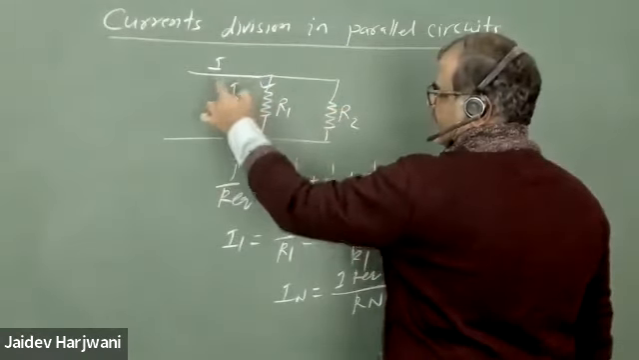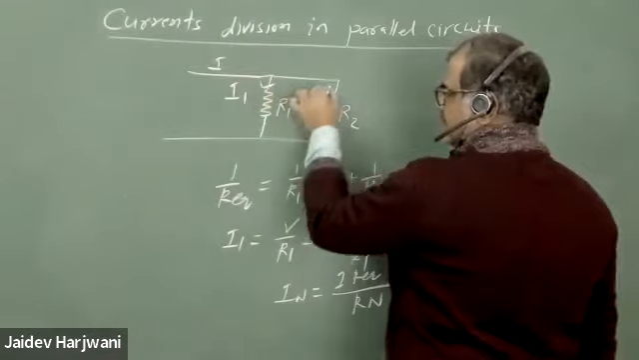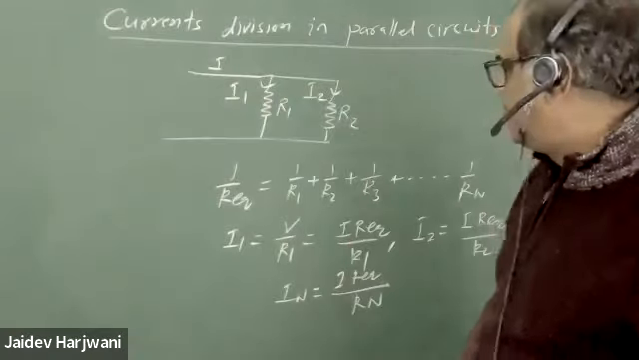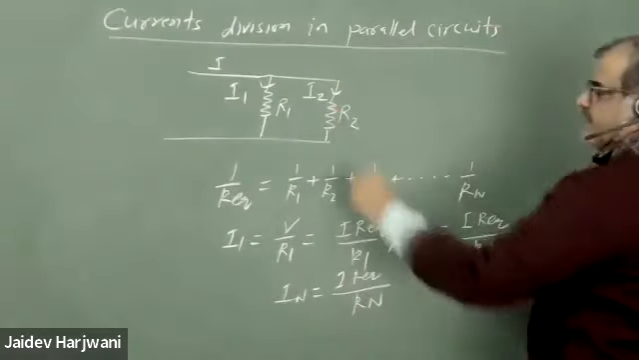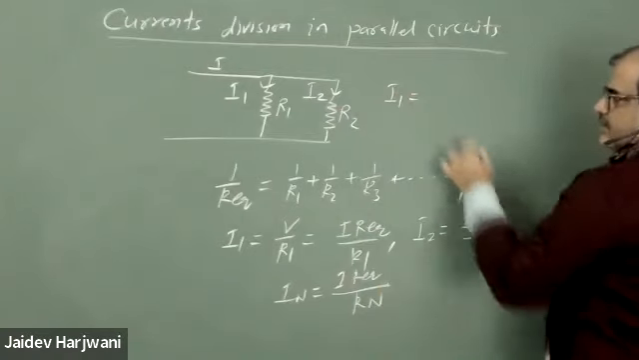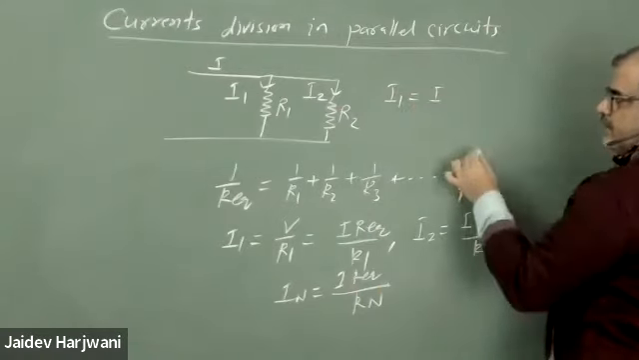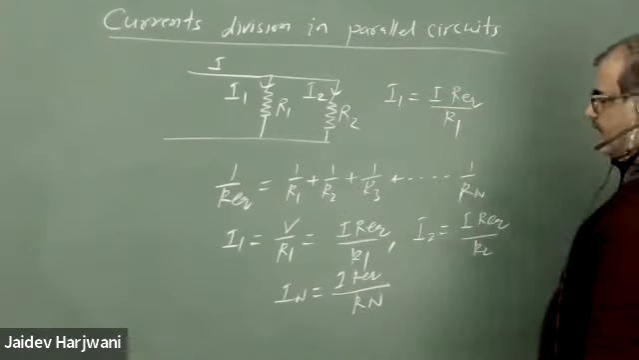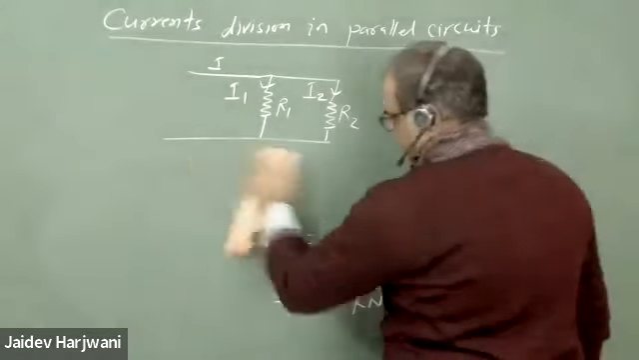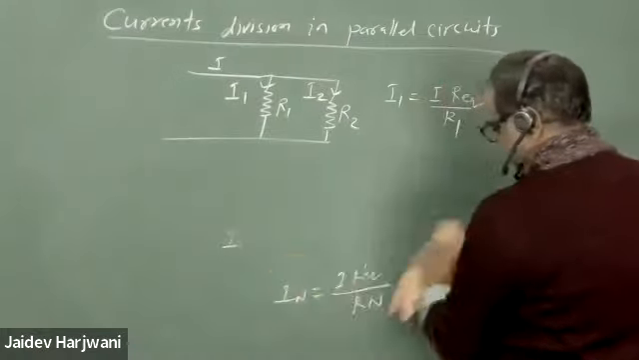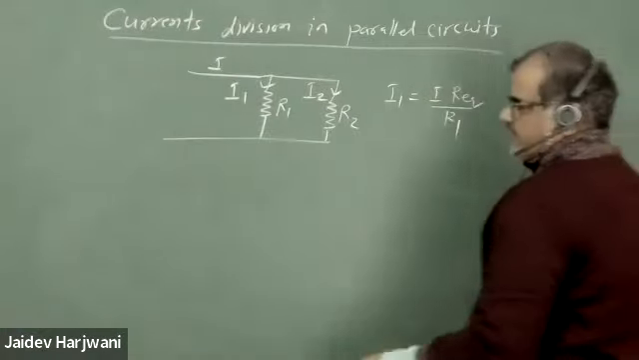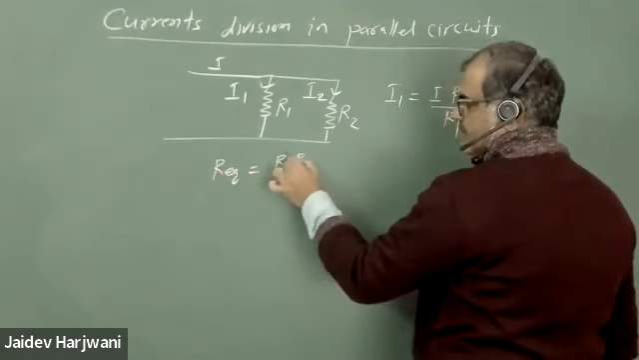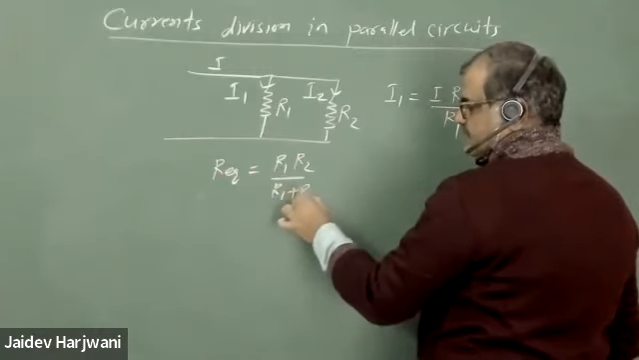Current is dividing; current will always divide in parallel circuits. In series, current will be the same. So this is I1, I2. Now I want to write the value of I1. It is total current into R equivalent upon R1. What is the value of R equivalent here? R equivalent is R1 into R2 upon R1 plus R2.